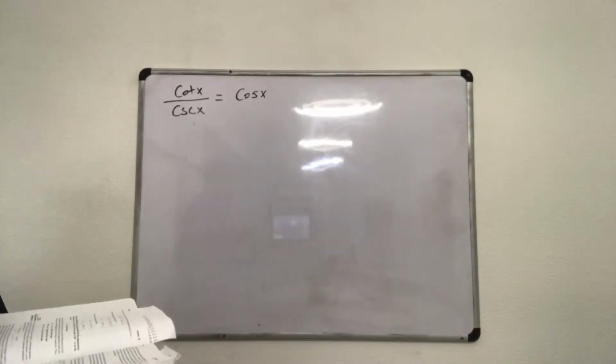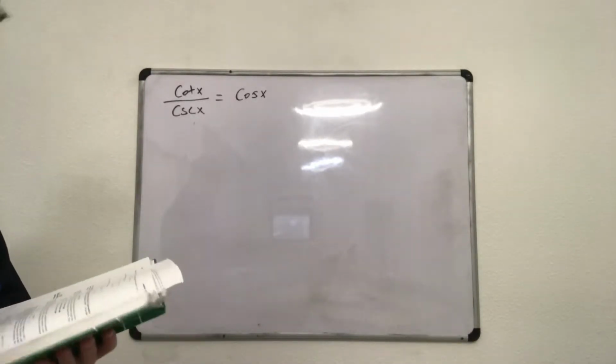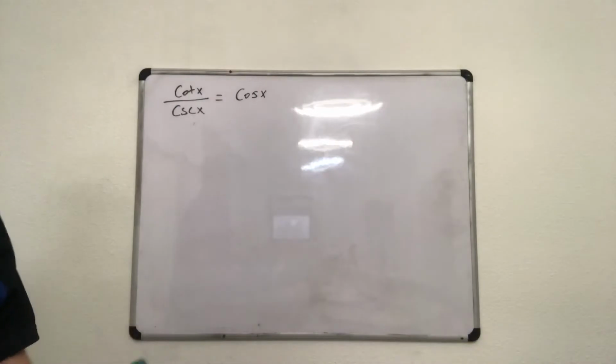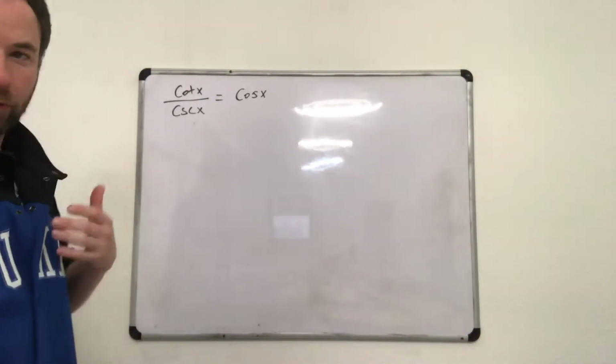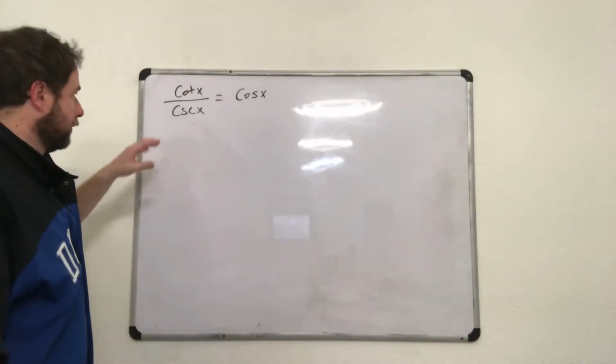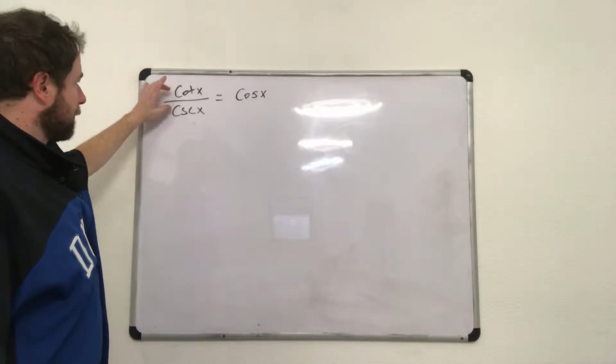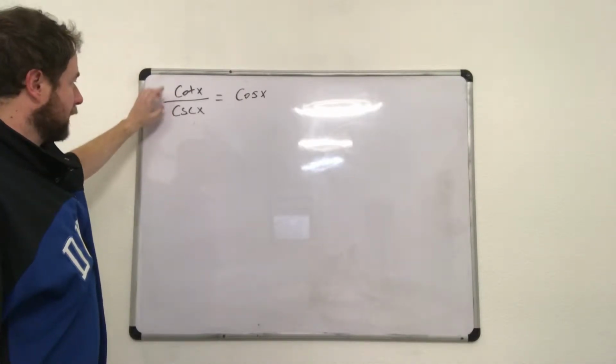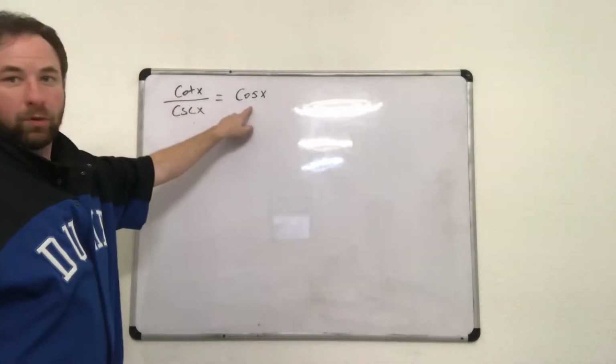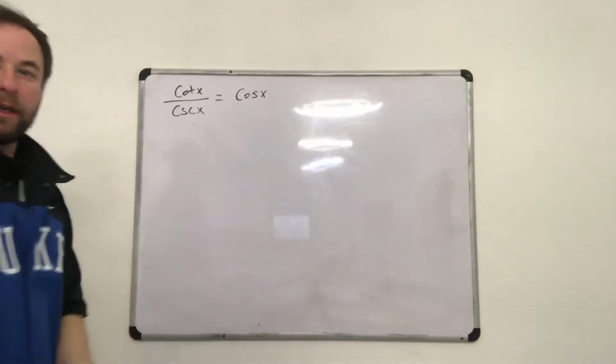On this next session, we're going to look just at lesson 76, and we're going to look at trig proofs or trig identities. I call them trig proofs, but they want you to prove or show that cotangent x over cosecant x is equal to cosine x. And in order to do that, you're going to need to have these different identities written down.